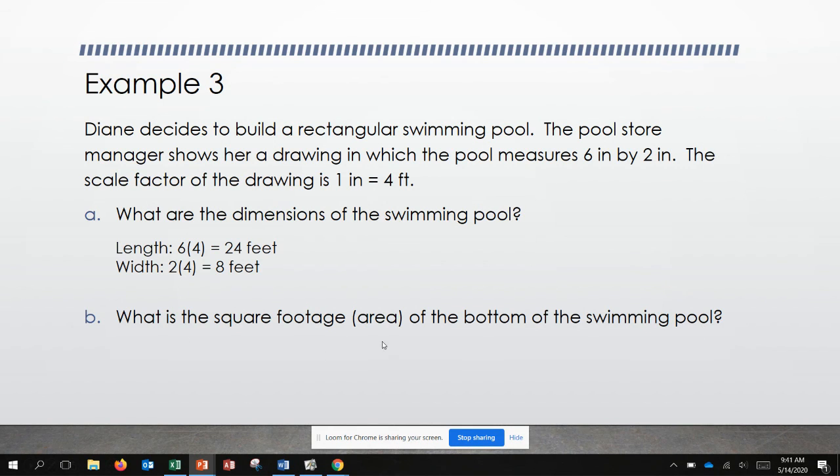Now, what is the square footage of the bottom of the swimming pool? When you see square footage, that means you're talking about area. Okay, so remember, area is just our length times our width. 24 times 8 gets us 192 feet square.